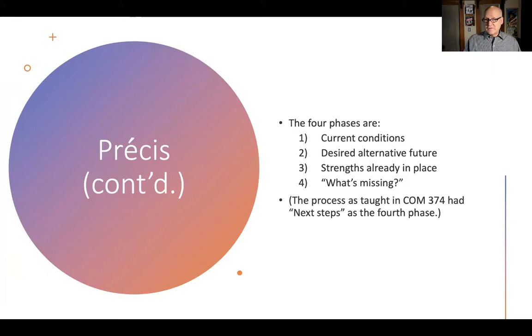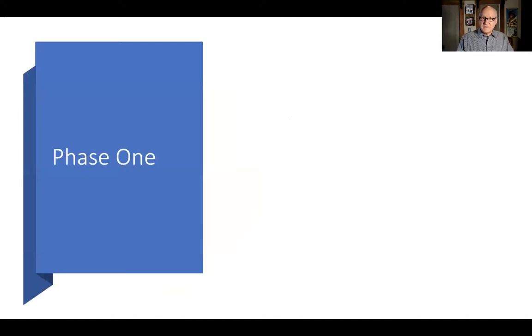And it's that fourth phase that's a little bit different in the way you learned about this in 374. If you took 374, you'll remember that the fourth phase in 374 is what's next or next steps. So these are the four phases. Now let's talk about them individually.